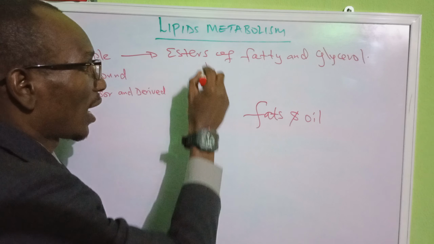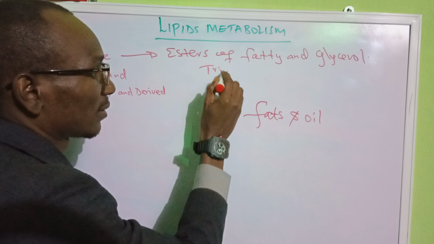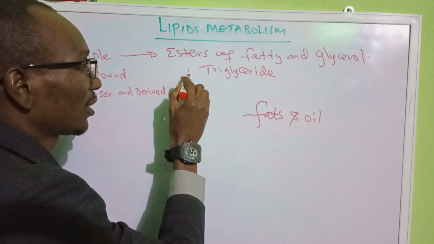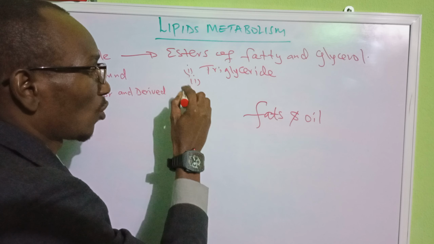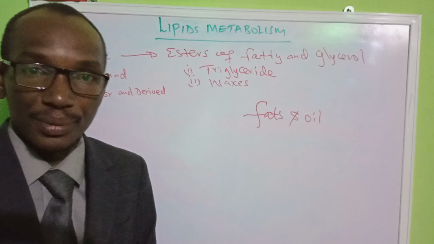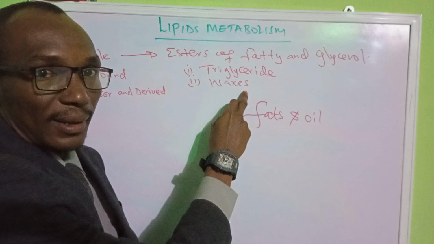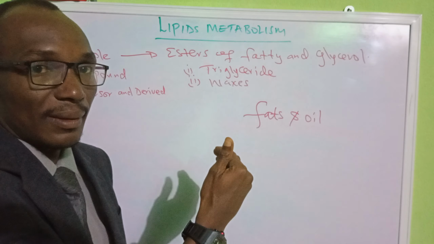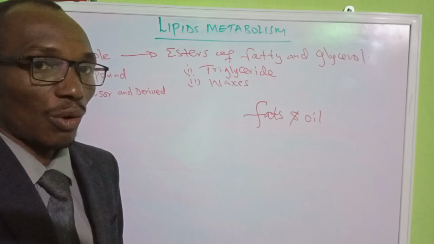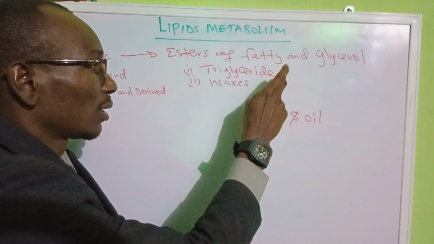An example is triglyceride. It is an example of simple lipid. We also have wax or waxes. These are also examples of simple lipid. But waxes exist mostly in insects and plants. So we focus more on the health aspect of lipid, and we are going to put more emphasis on triglyceride.